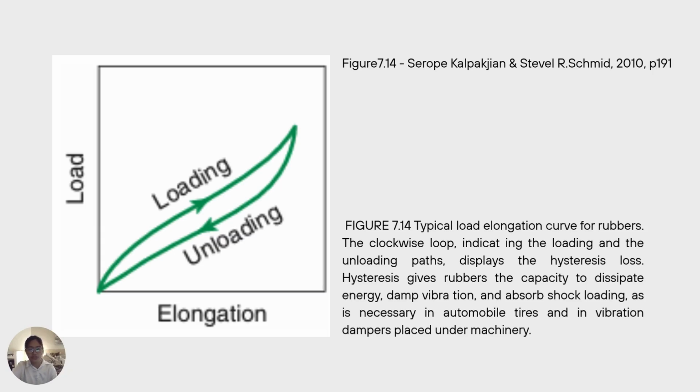This hysteresis loop is extremely important because it represents energy loss during each cycle of stretching and recovery. When the rubber is loaded, part of the mechanical energy applied is stored elastically, but part of it is converted into heat due to internal friction within the polymer chains. So, as the rubber unloads, it doesn't return all the energy. The area enclosed by the loop shows the energy dissipation. This is what we refer to as the hysteresis loss.